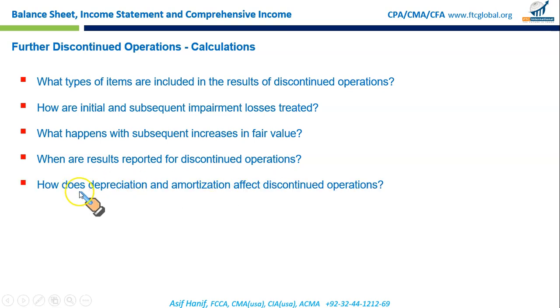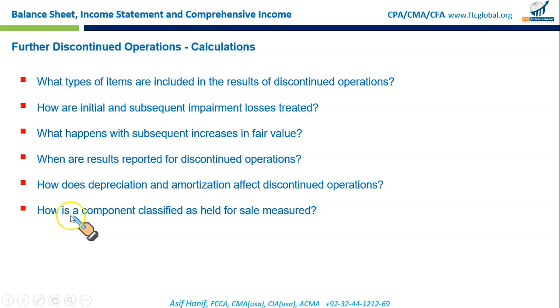Then it says, how do we treat depreciation and amortization after a discontinued operation? Please note, once a decision is made to dispose of a component, it is no longer depreciated, it is no longer amortized. For example, if a building part is being discontinued and it was previously depreciated for, let's say, $20,000, this depreciation stops once you have decided to dispose of this segment.